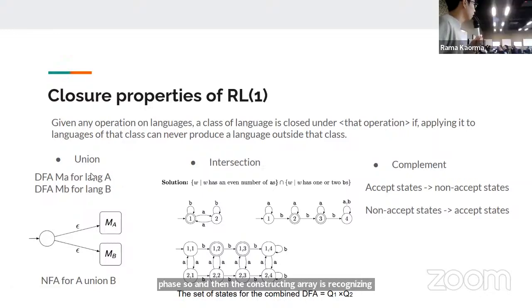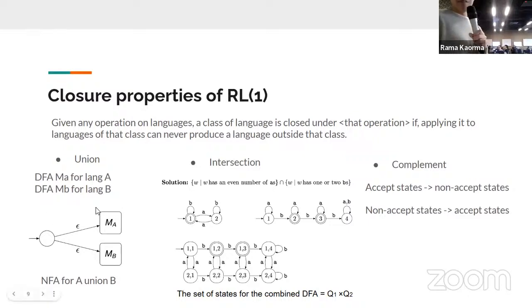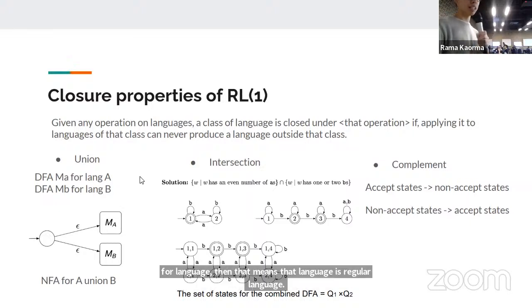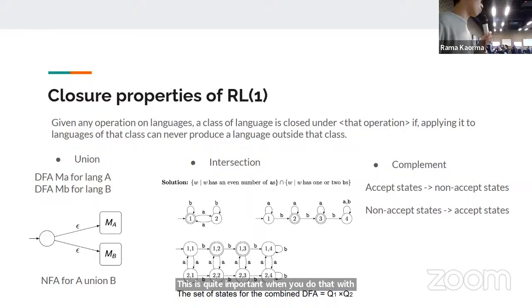And just talk about the definition of regular languages. If we can construct a DFA or NFA, or we can come up with regular expressions, then that means that language is a regular language. So that's why I didn't say DFA MA for regular language A, because if we can construct a DFA for a language, then that means that language is a regular language. This is quite important when you do the reducibility, because in the reducibility, sometimes we will use this definition and also this closure property as well.